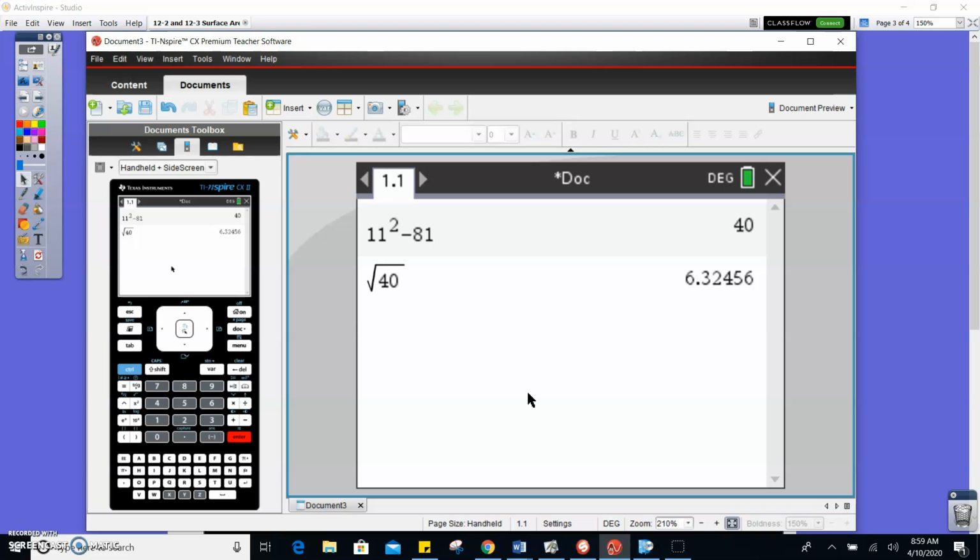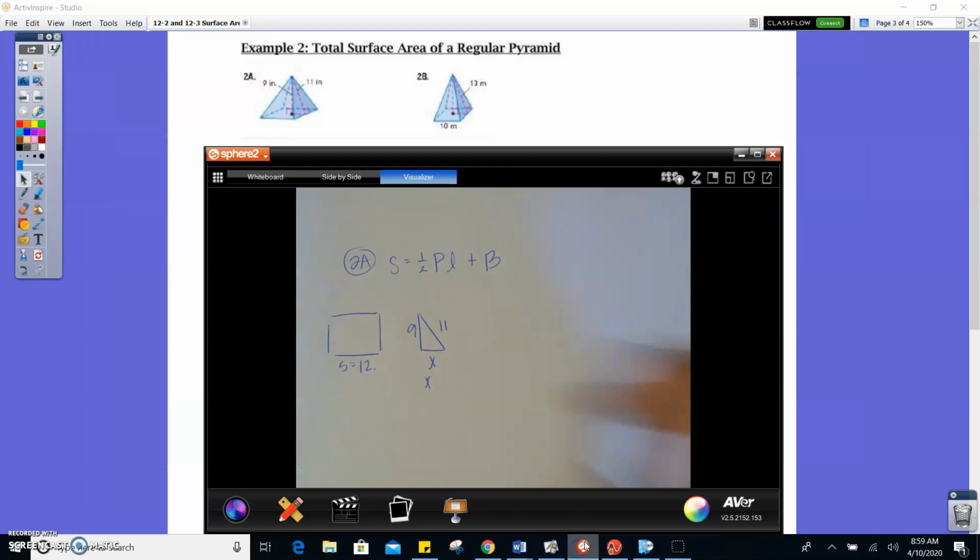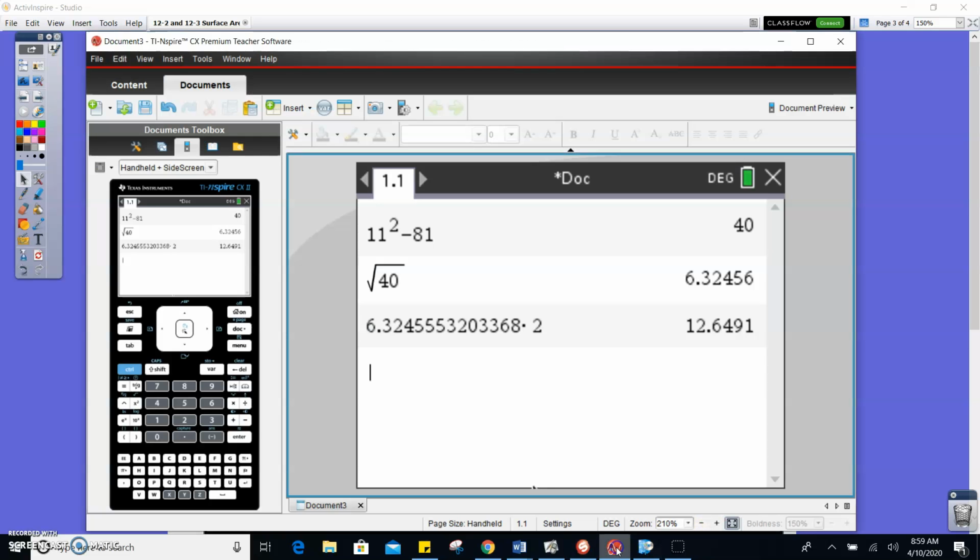Now this only gives us half of the value of that side length. So I would need to double it, which gives us 12.6. So x would equal, not x, our side length would equal 12.6 over here. So if I know my side length, now I can multiply it. So 12.6 times 4 gave us a perimeter of the base of 50.4.